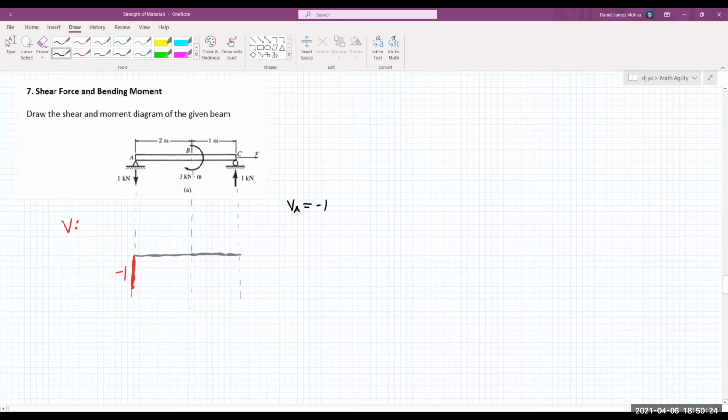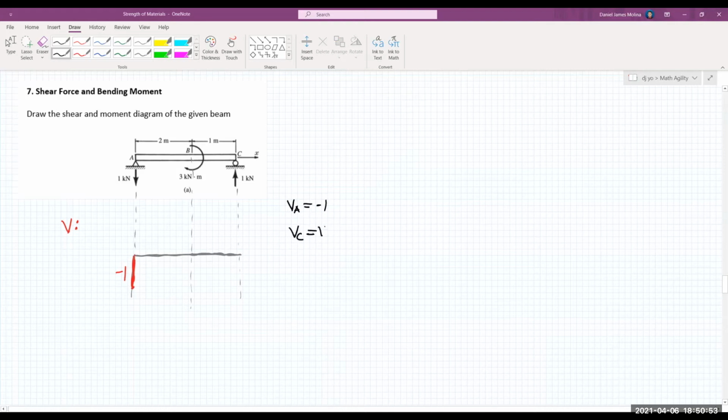Next, since we don't have any loads along the beam AC, there will be no changes along the way. Since this 3 kilonewton meter moment here causes a bending moment, we don't have any shear force at that point. So let's go directly to the shear at C.